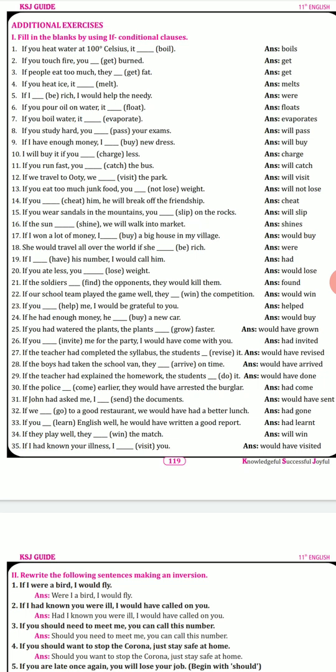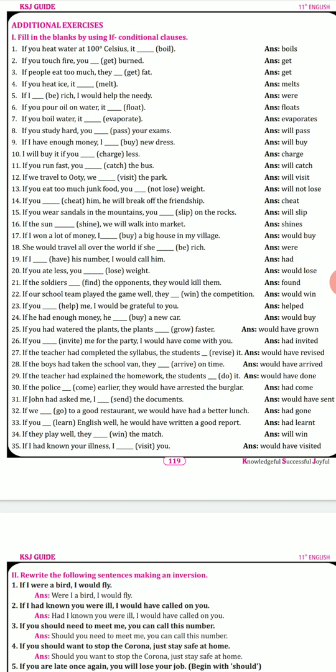Okay, question number 25. If you had watered the plants, the plants grow, with grow as the verb in brackets, faster. So had watered, this is the subordinate clause verb. So this is in past perfect tense. So here which conditional clause is it? That is nothing but impossible condition. So in the main clause we have to use future perfect but past form.